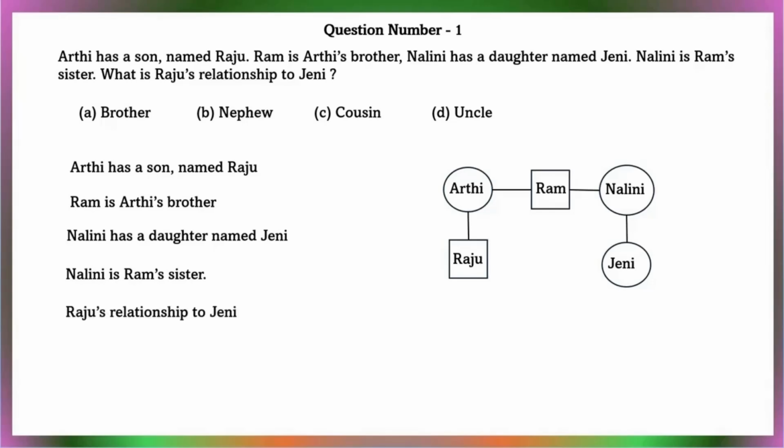Now, what is Raju's relationship to Jenny? We can see that Raju and Jenny are cousins. In other words, Raju is Jenny's aunt's son. Therefore, he is a cousin.